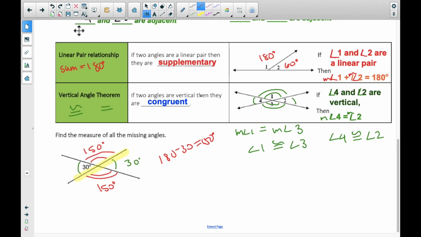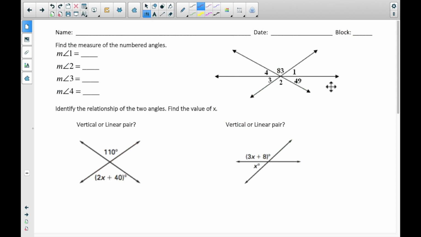Let's go to the next page. Oh boy, and we have a lot going on here. But again, linear pairs and vertical angles will allow us to fill in everything. Notice that we already know the 83 and we already know the 49. Everything else is missing. Well, I see an easy one, and that's angle 2. Angle 2 is 83 degrees because they're vertical angles. They are congruent to each other.